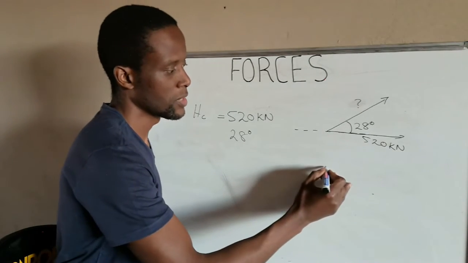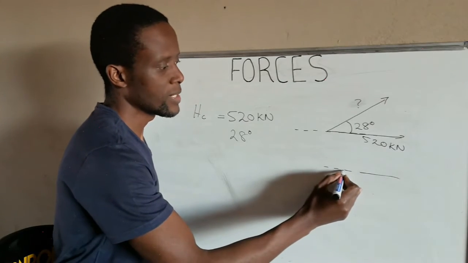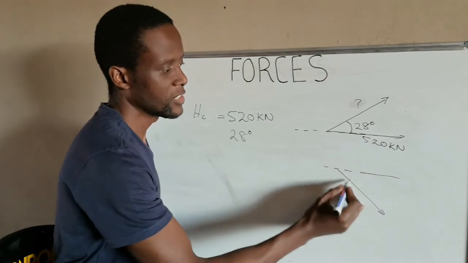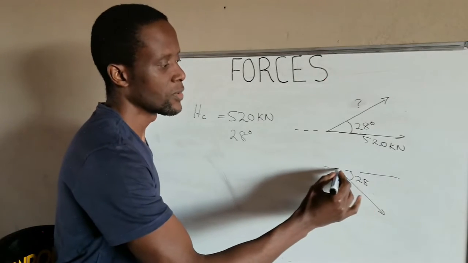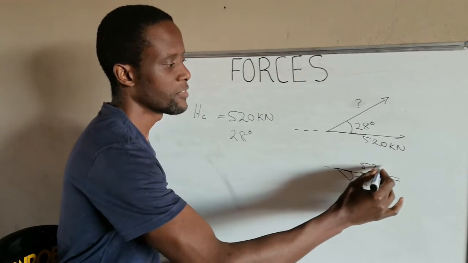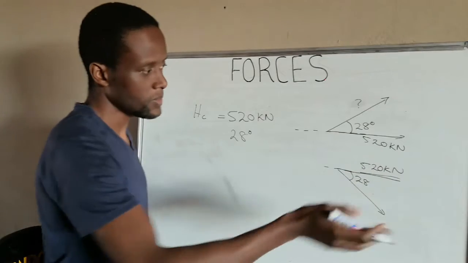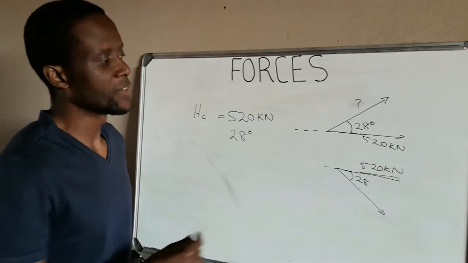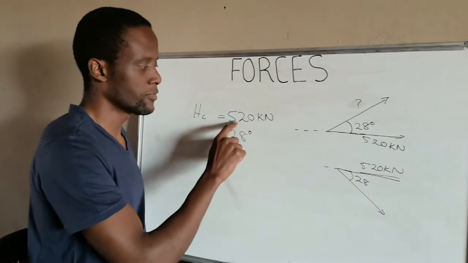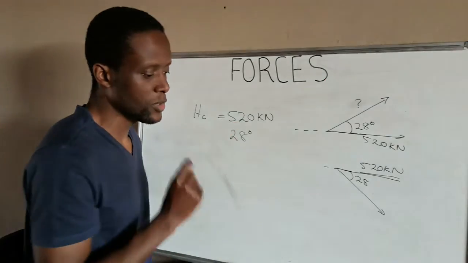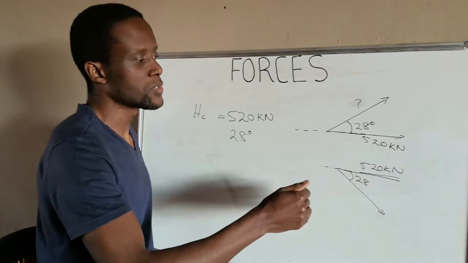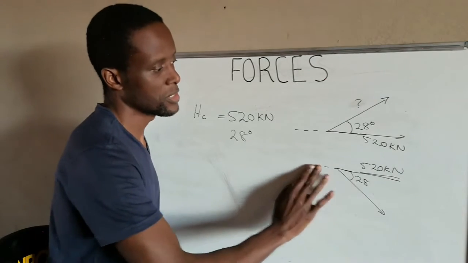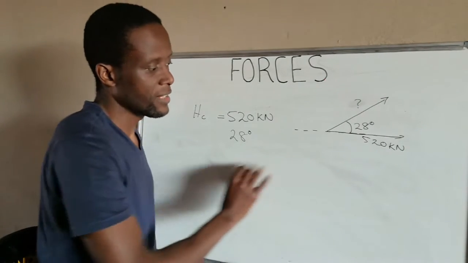If the force was going in the downwards direction, our angle with the horizontal will still be 28, and the horizontal component will still be 520 kilonewtons. So it doesn't matter which direction you take, as long as you state that 520 is the horizontal component of the force spoken of in the question. The force itself is not a concern for us.